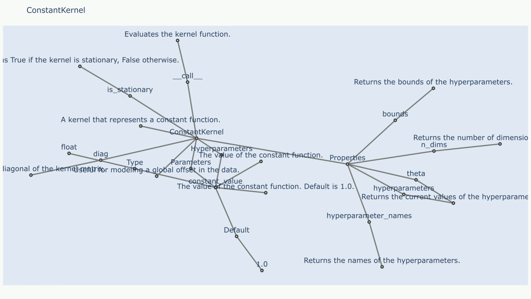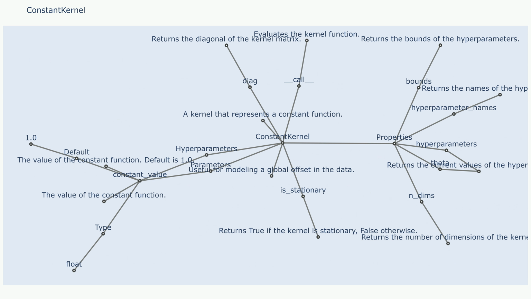6. Limitations and considerations. Simplicity. While powerful, constant kernel is inherently simple. It cannot capture complex relationships or varying levels of smoothness in the data. Choosing the right kernel. The choice of a kernel significantly impacts the performance of a Gaussian process. Constant kernel should not be used in isolation, but rather in combination with other kernels or as a baseline for comparison.